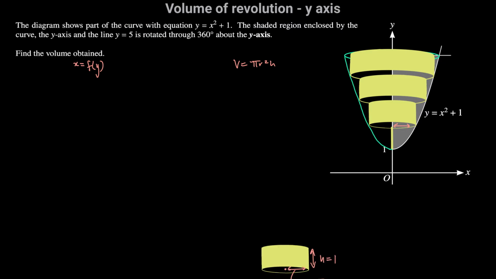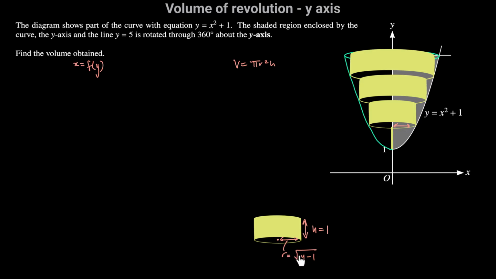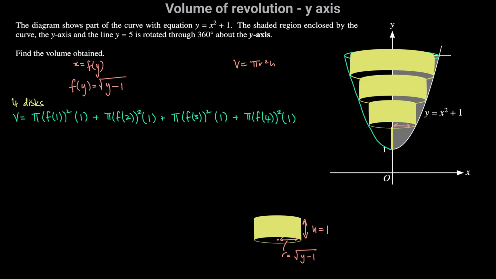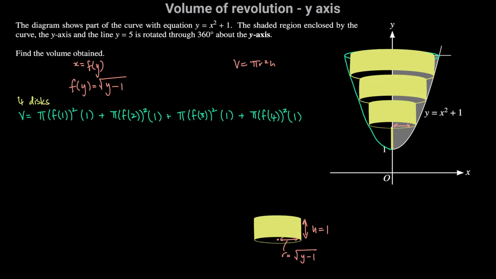We can see that over here. The radius of each of these disks is the square root of y minus 1, that's the x-coordinate, and the height of each of these disks is 1 unit. So we can use the following expression to calculate the total volume of these 4 disks. So for the first disk, the center is at y is equal to 1. So we know that the radius is simply f of 1, that's the square root of 1 minus 1, so that's 0. So then the volume of the first disk is pi times f of 1, the whole thing squared, that's r squared, times the height, which is 1 unit.